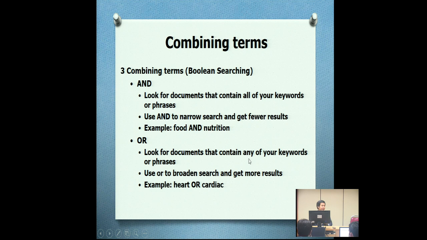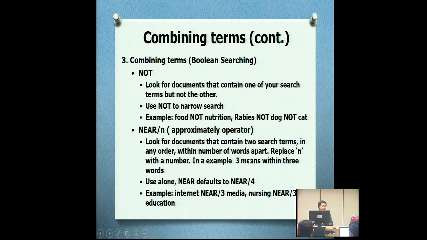The next one, the basic Boolean NOT. NOT means you are looking for documents that do not contain one of your search terms, but contain the others. So this is when you want to narrow down your search results. Suppose you are looking for the disease rabies. Rabies can be found in mammals, animals. You want to cut off the results. You are not focused on dogs, not on dog, cat.